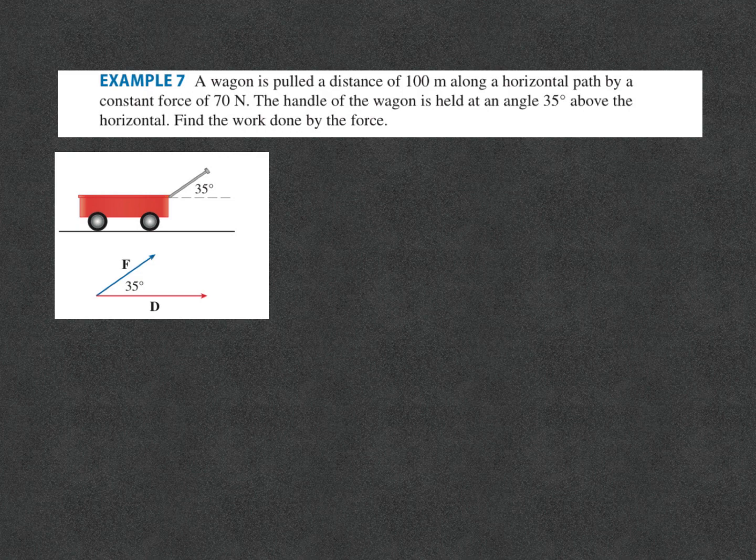Let's look at one more example, and then we have one more problem that I think will be helpful. A wagon is pulled a distance of 100 meters along a horizontal path by a constant force of 70 newtons. So here we have a force. The handle of the wagon is held at an angle of 35 degrees above the horizontal. Find the work done by the force.